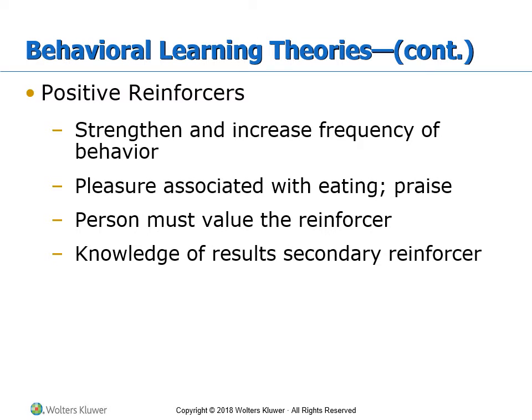Now, the book does talk about our different types of reinforcements, and it gives a little bit more detail than Chapter 7, or really just kind of a different slant to how we refer to them. So our positive reinforcement, again, these are the goal to strengthen and increase the frequency of a behavior. Now again, with things like food, this is the pleasure associated with eating, right? So eating tastes good and makes you feel good.